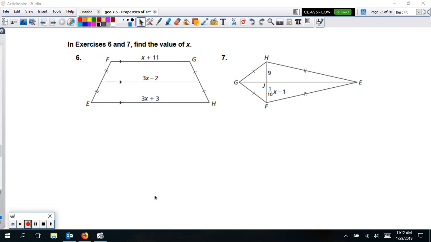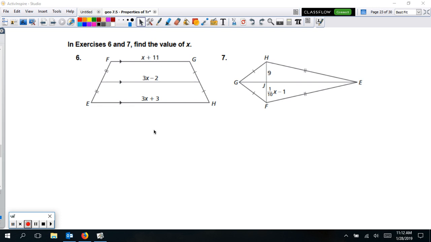Okay, last couple problems here for the lesson, almost done. Find the value of x on number 6 and 7. So if we want to figure out what the value of x is, it tells us the bases here are these expressions. Your mid-segment is this expression. So how would we do this? How would we figure this out?